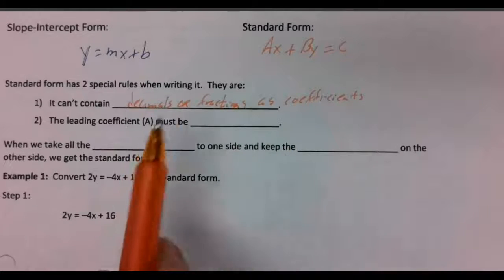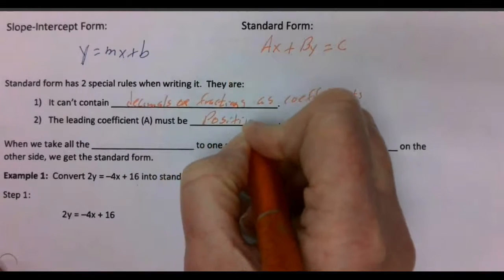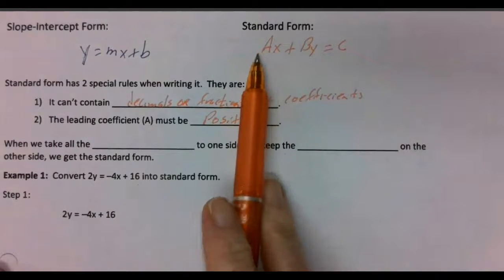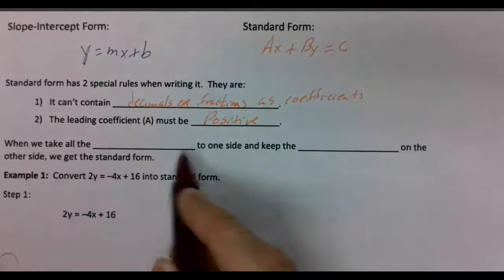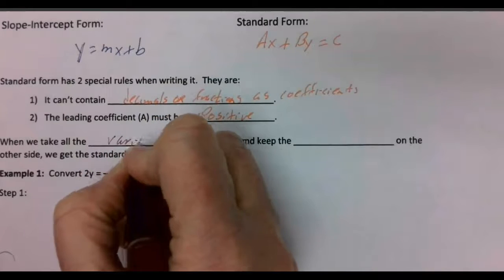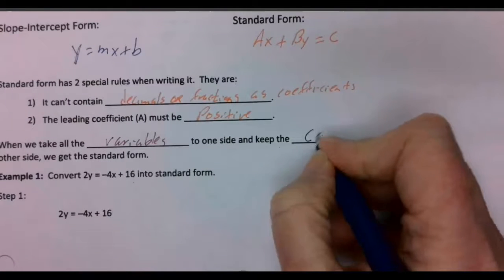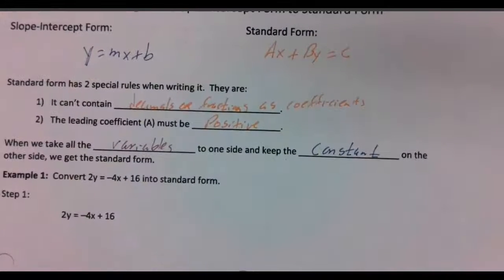And the leading coefficient, A, must be positive. Now, you will sometimes see what looks like standard form, and A will be negative. It's not true standard form, okay? So what we're going to do here is take all the variables and move them to one side, keeping the constant on the other side to get the standard form.